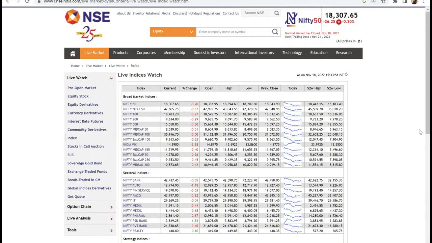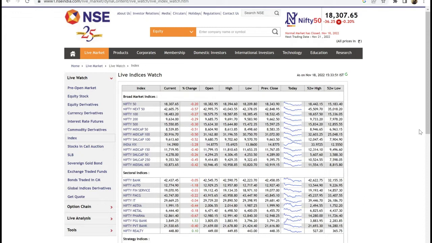The second reason why these indices are created is with a view to benchmark your performance. So let's say that I have a fund and I say that it's a large cap fund. How do you say whether my fund has performed better than the market or not? What is the market? You can't just take an example of one of the stocks and start comparing the fund performance. That won't be fair.